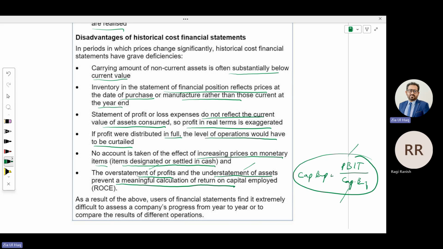At this point, we need to learn that in historical cost basis, the profits are overstated and assets are understated. This is an important one. As a result of the above, users of financial statements find it extremely difficult to assess a company's progress from year to year or to compare the results of different operations. Because now the market is different, values are different, prices are different. But you have recorded values from 5 years back. The user cannot compare current with past.